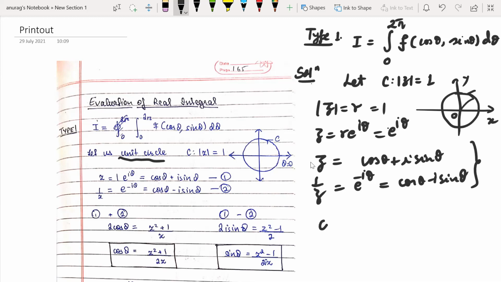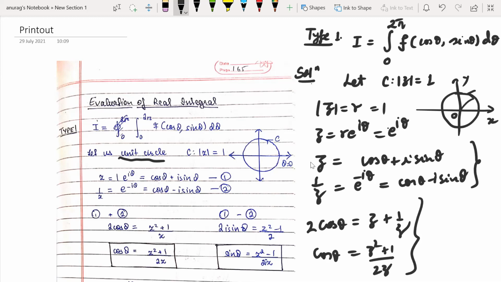If you add both these equations, then 2 cos theta is z plus 1 by z, so cos theta equals z square plus 1 upon 2z. You can remember this. If you subtract, then 2i sin theta equals z minus 1 by z, so sin theta equals z square minus 1 upon 2iz. So in the unit circle you have cos and sin like this, and we always substitute cos and sin in terms of z and solve further.